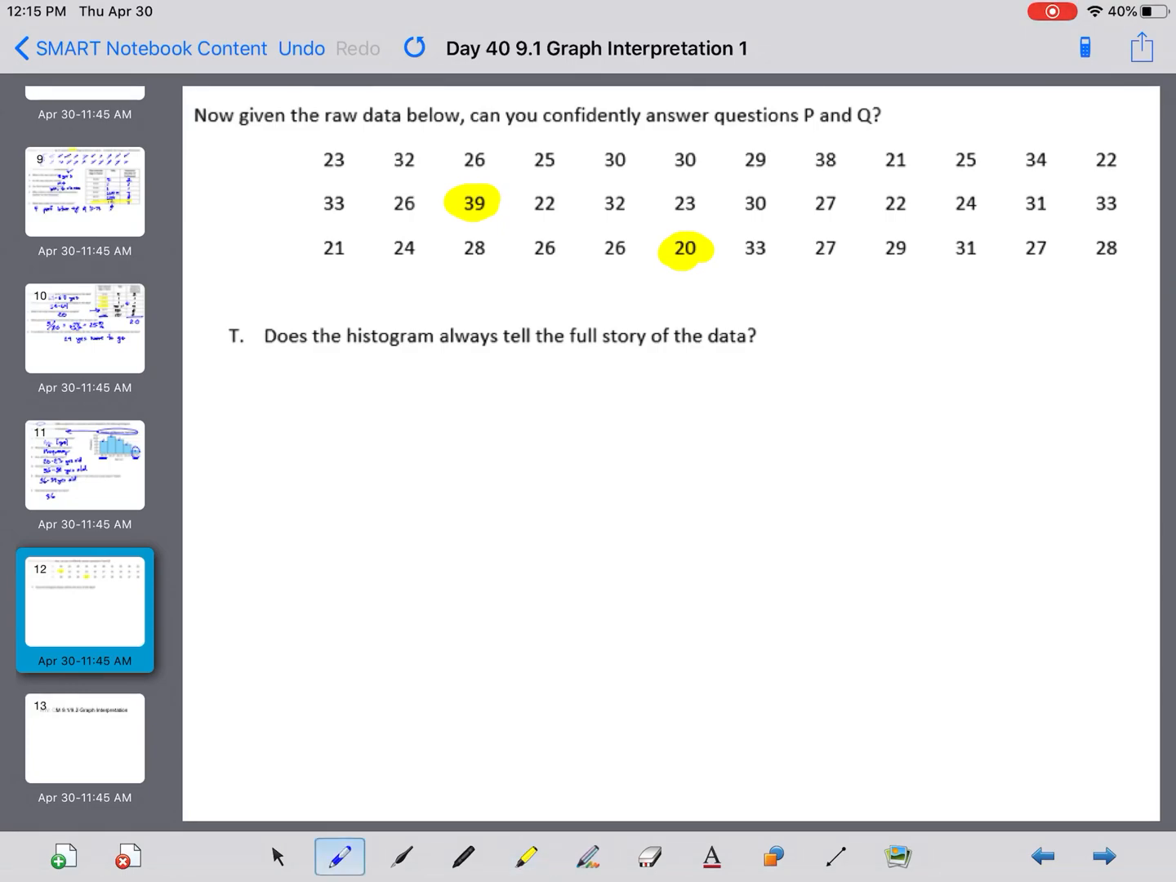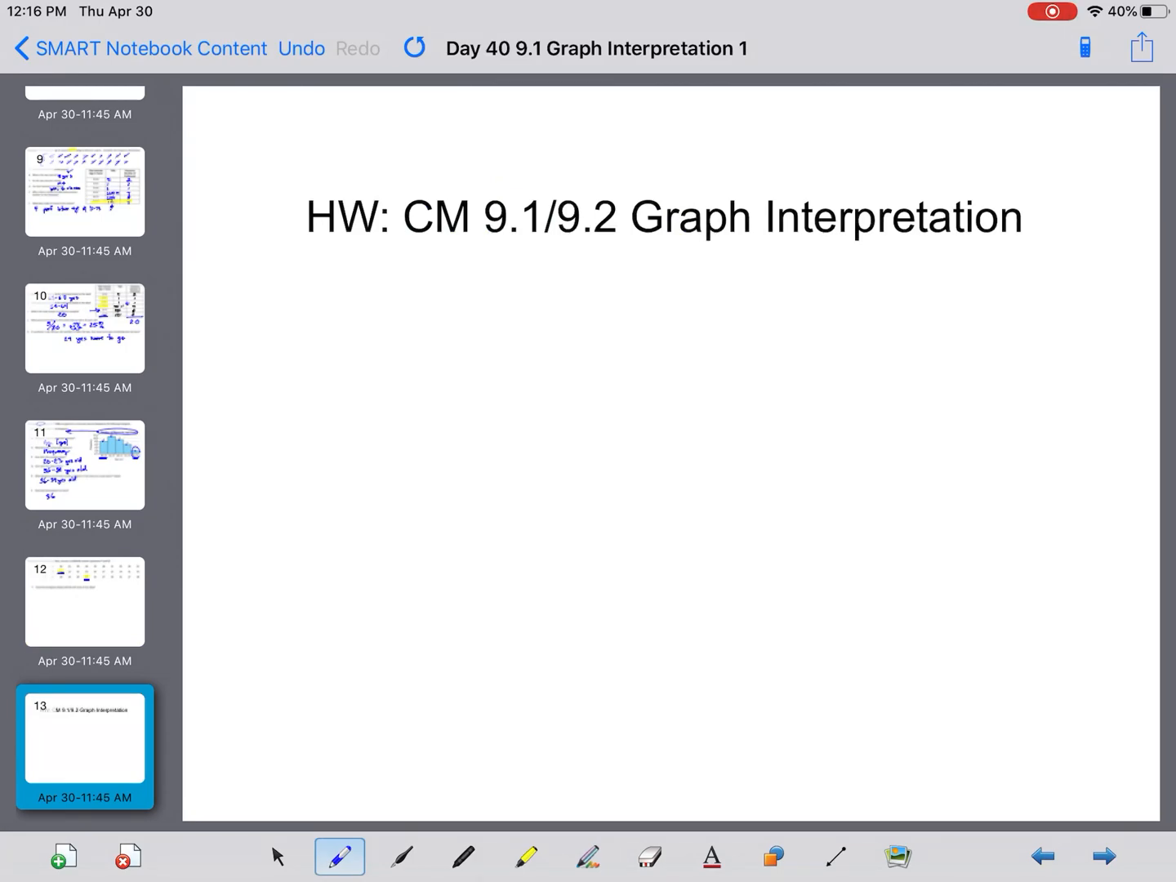So for T, does the histogram always tell the full story? Not always. I wasn't sure exactly what these values were because I didn't know what the data points were before. It gives me a really good overall idea, but maybe it doesn't give me all the specifics that I want to see when I'm looking at a data set.